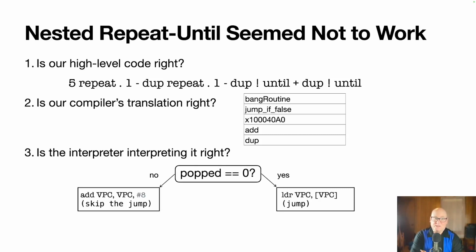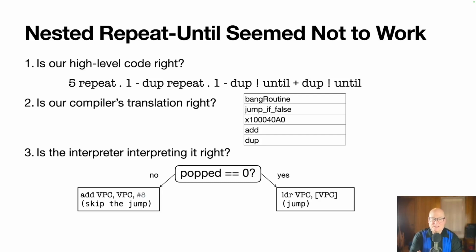So the first question is, where's the problem? Well, it could really be in three places. Our high-level code could be wrong. Our translation might be wrong, so the code we just wrote for the jump if false and keeping track of the address and all that could be wrong. Or the interpreter could be interpreting jump if false wrong, or maybe some other things, but that's probably the most likely.